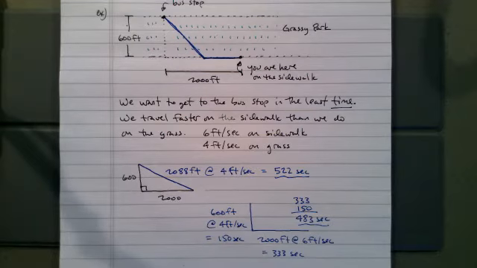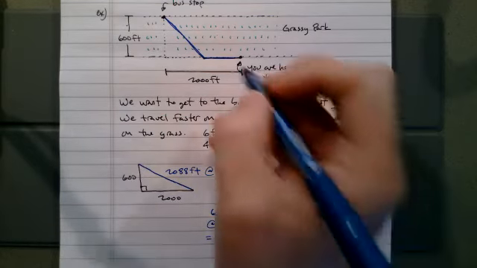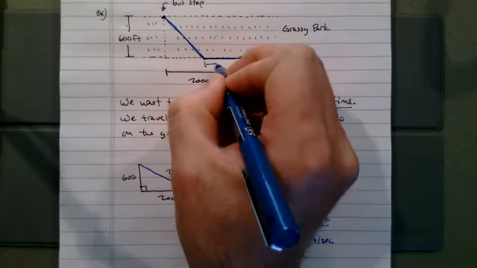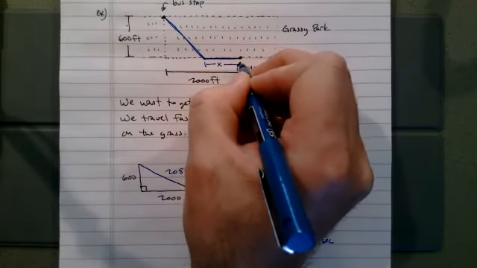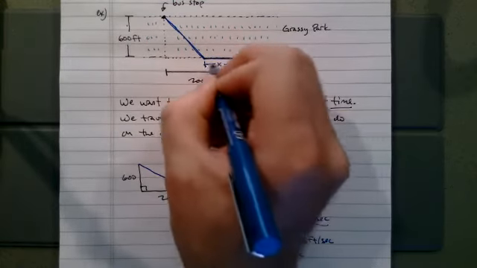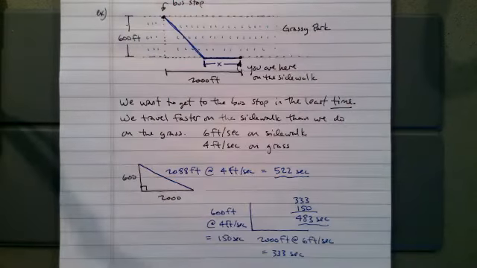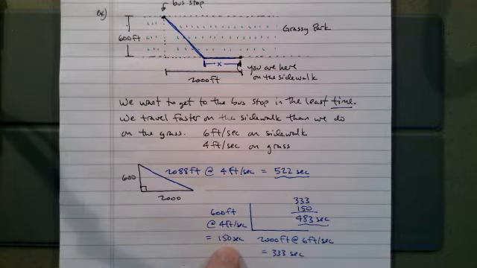So what we can do is say, let's travel X feet along the sidewalk and then travel the rest of the way through the grass. And we'll do a similar thing to what we did down here. Take the X feet divided by our speed on the sidewalk, and then take our distance on the grass divided by our speed on the grass, and add those two things together.